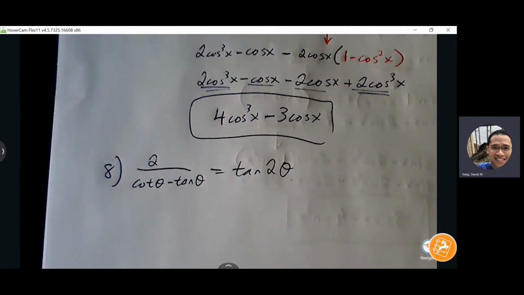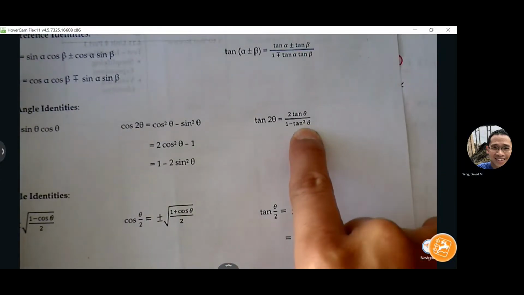Okay, let's start on the left side for number 8. We do have an identity for tan 2 theta, but let's work towards that identity instead of expanding out. It's hard to get to cotangent and tangent here. So look at your trig identity for tangent. What do you notice about the identity for tangent? It's all in terms of what? All in terms of tangent.